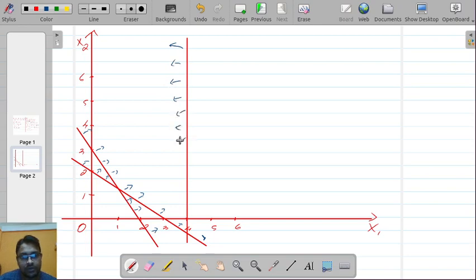Okay, so what is the feasible region? If you can identify, together with the non-negativity constraints, the feasible region is something like this.